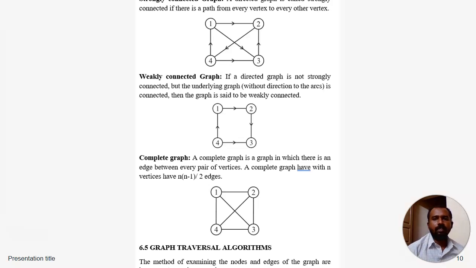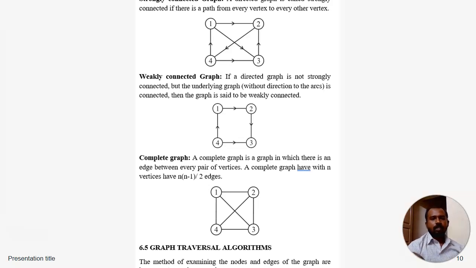Next, strongly connected graph. What is meant by a strongly connected graph? A directed graph is called strongly connected if there is a path from every vertex to every other vertex. These are 1, 2, 3 and 4. This directed graph is also called a strongly connected graph.